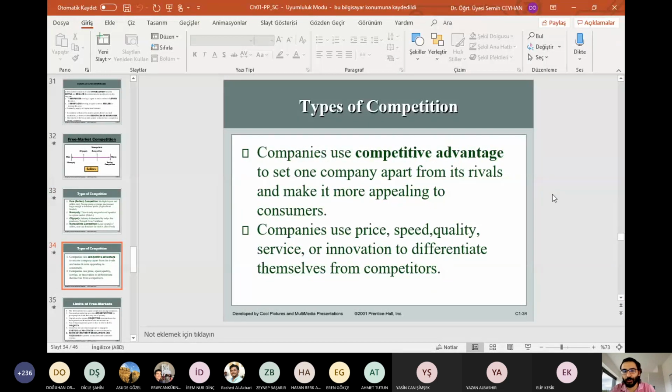We have an important concept here, competitive advantage, which means that a company is better than its rivals, its competitors, in terms of its production, its prices, its quality, and innovation. For example, there are so many smartphone companies, but none of them are as successful as Apple, right? Why do you think that is? Why is Apple more successful than others?